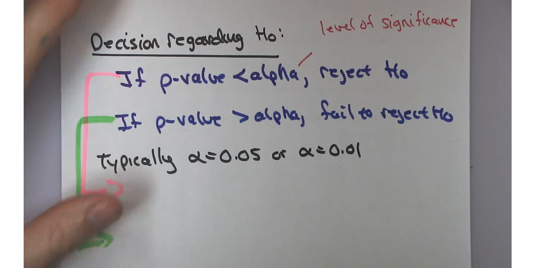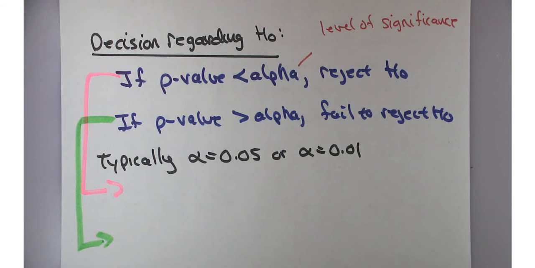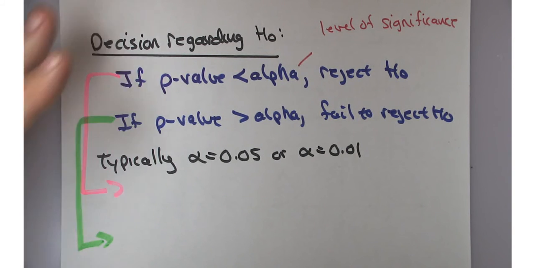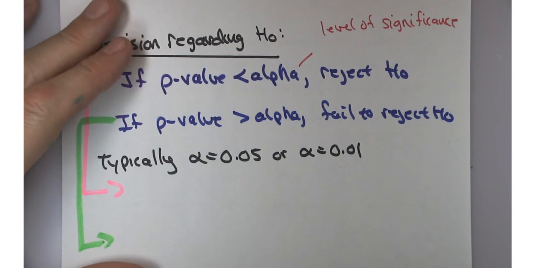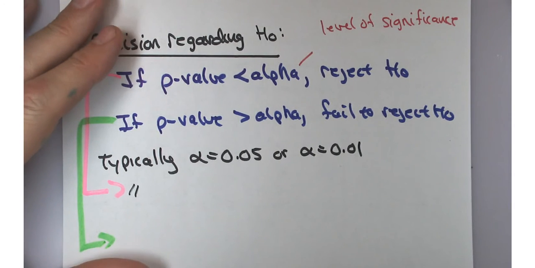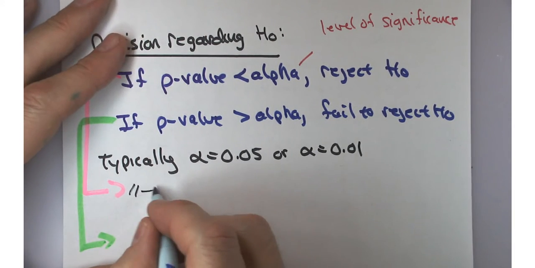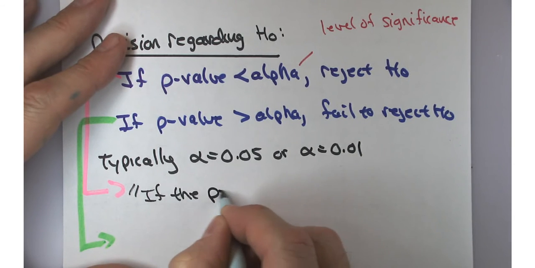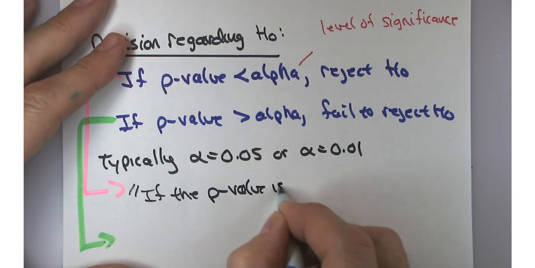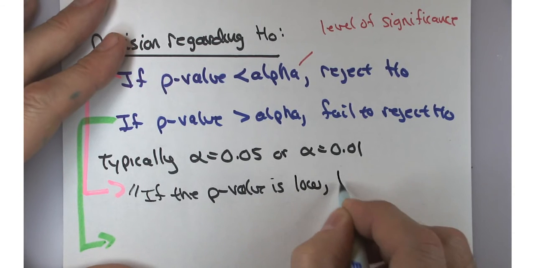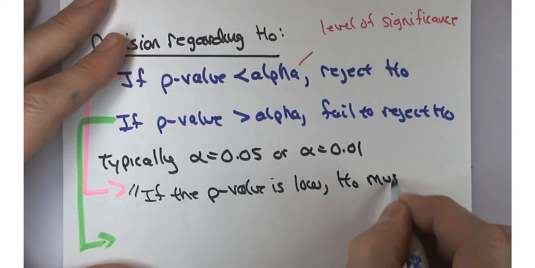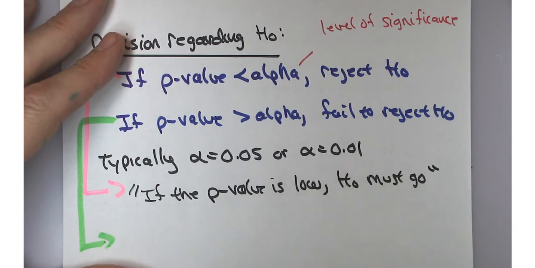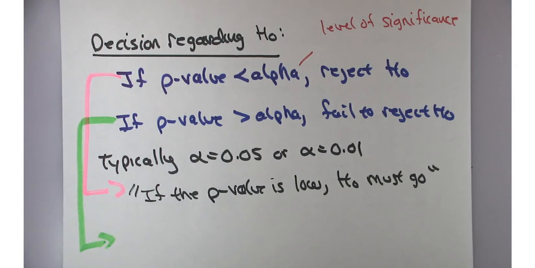Now, because it's important that you keep these things straight, the author has a couple of mnemonics for you. The first one I like, the second one I don't. I'm going to give both to you because I think both of them tend to show up in the homework. If the p-value is low, H naught must go. In other words, reject H naught if you get a low p-value, lower than alpha.